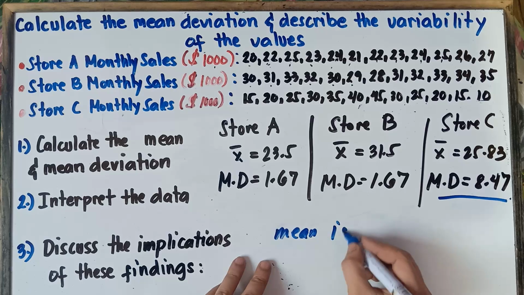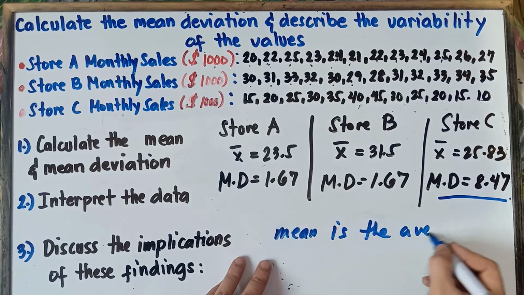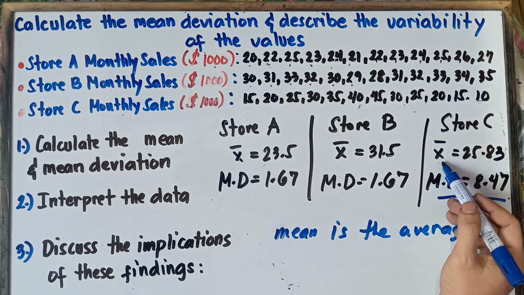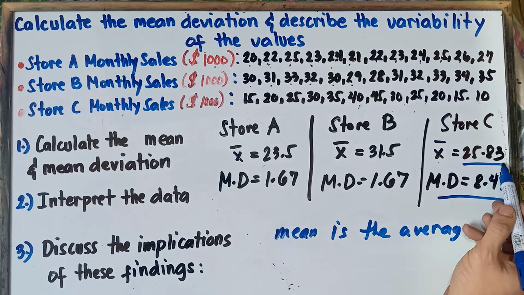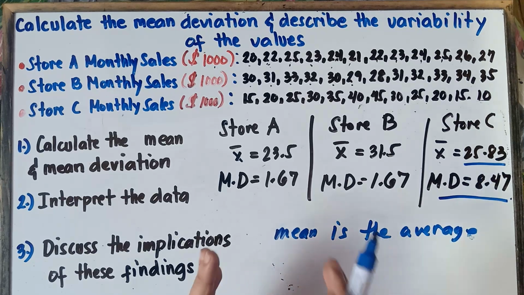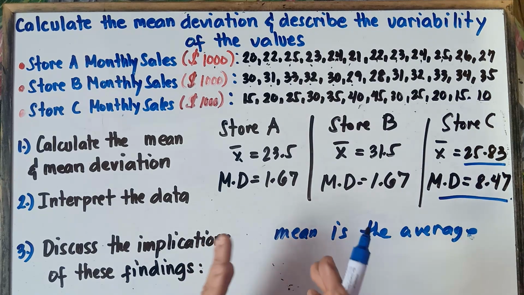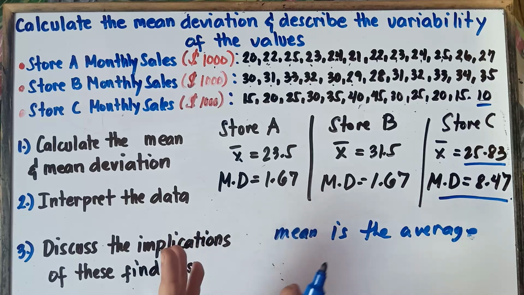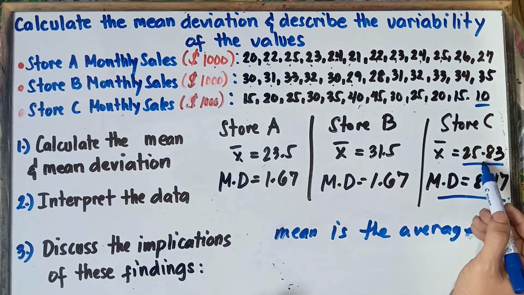Once again, class, mean is the average. Now, the average sales for store C, the mean for store C, that would be 25.83. Now, check this one out, class, with regards to store C. The lowest sales is 10. That would be $10,000, right? And the average sales for store C, that would be 25.83.